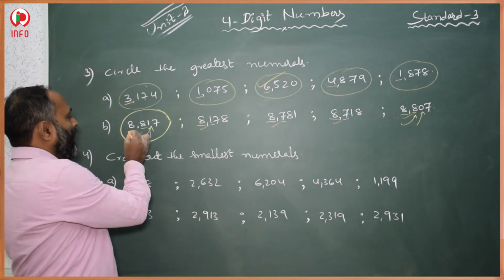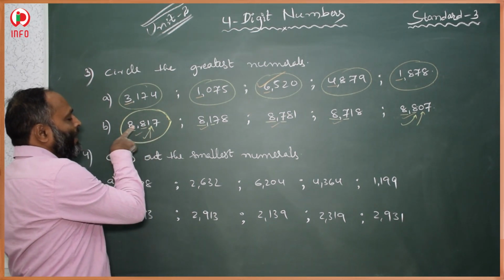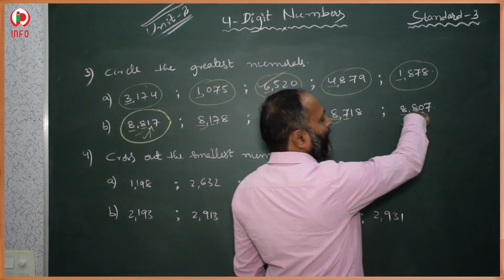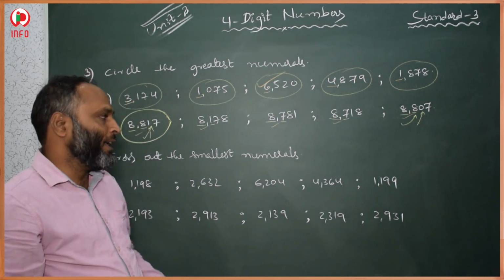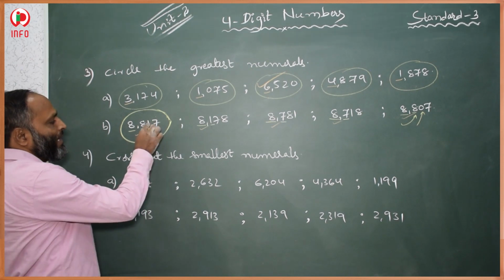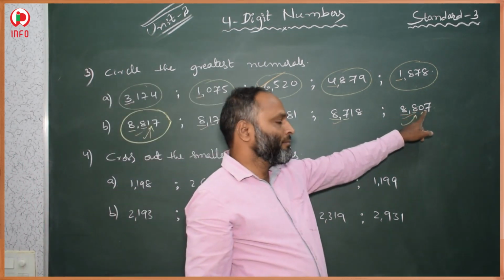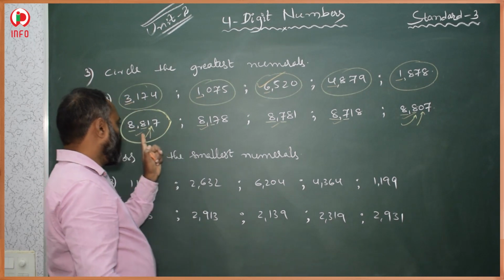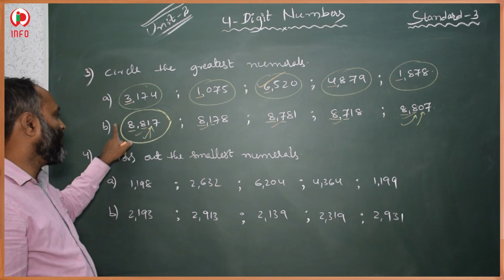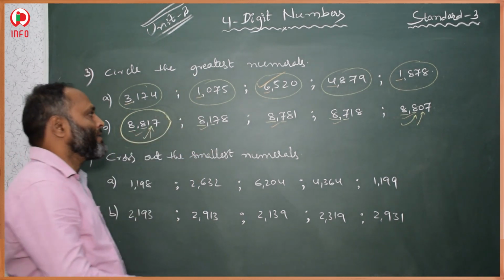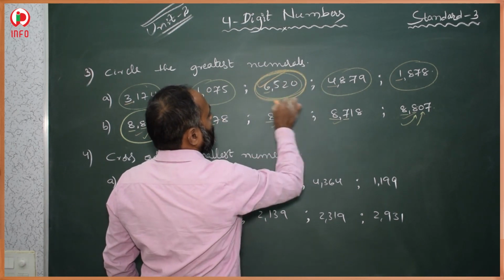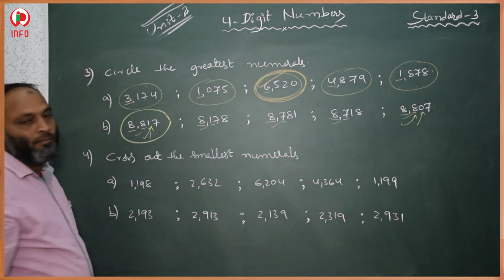In these two, thousands place has 8 and hundreds place has 8. Here also thousands place has 8 and hundreds place also has 8. If both are the same in thousands and hundreds, we go for tens place. In tens place, here 1 is there, here 0 is there. Of 1 and 0, 0 is the least and 1 is the bigger value. So this is the greater value, you make a circle. This one is the bigger.